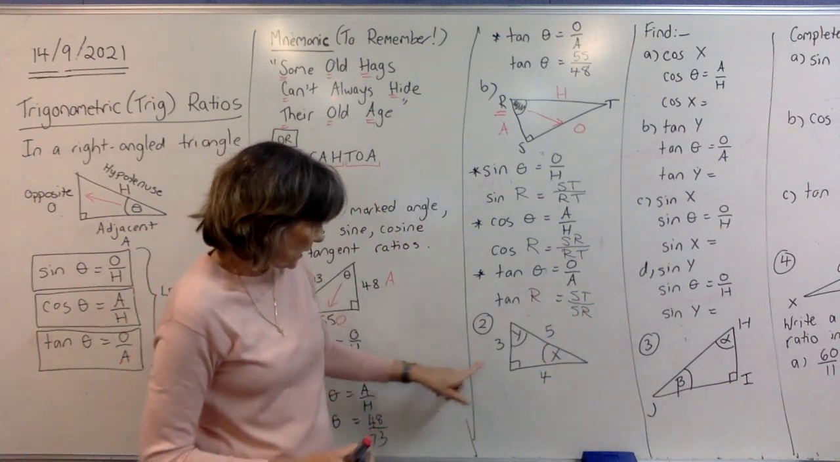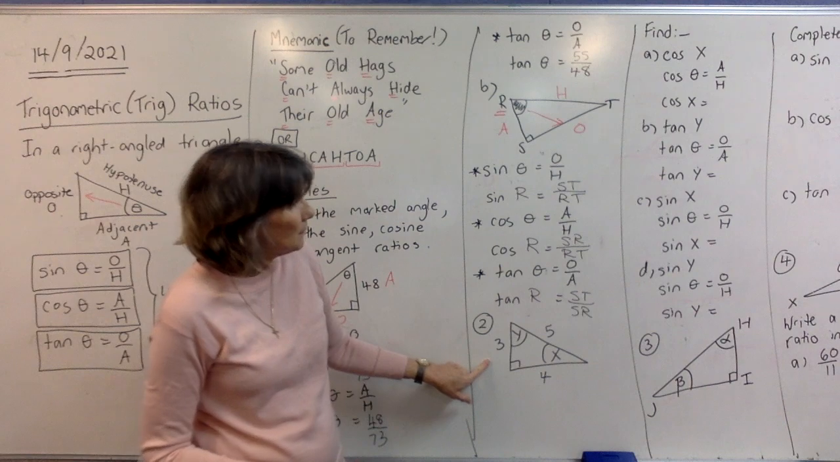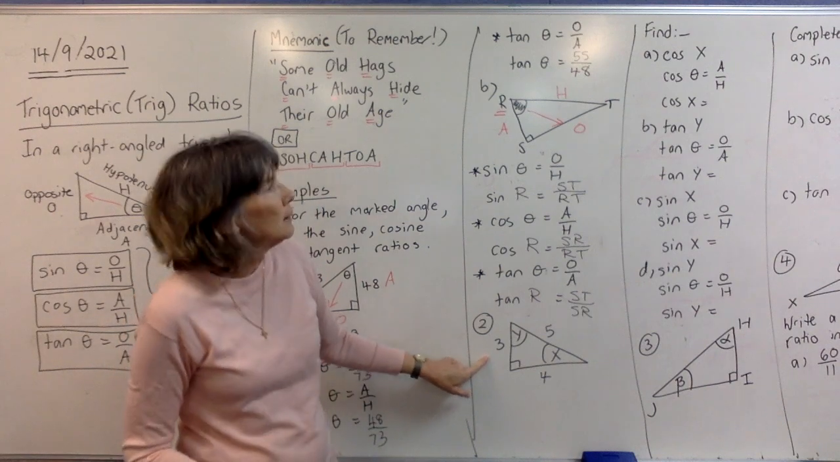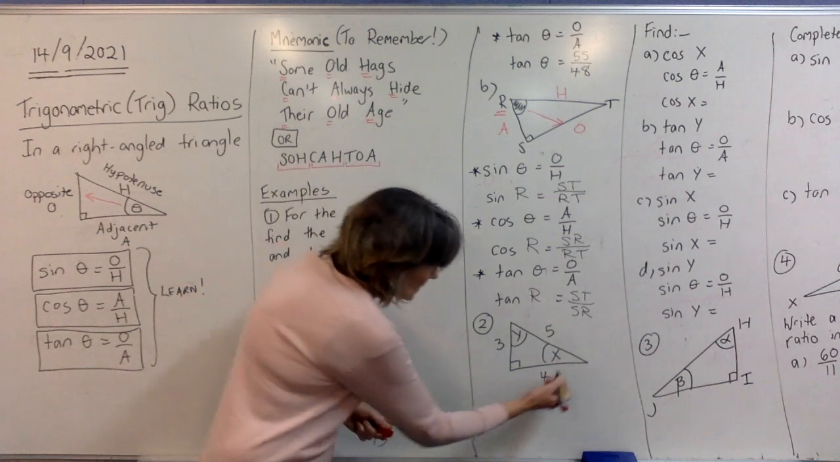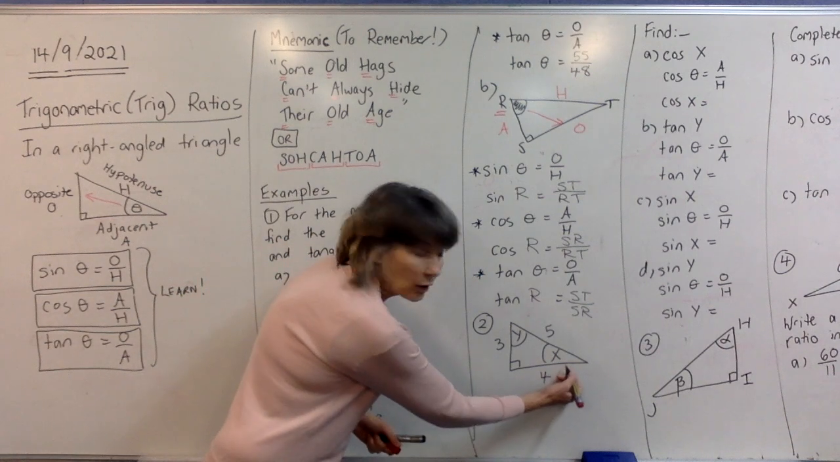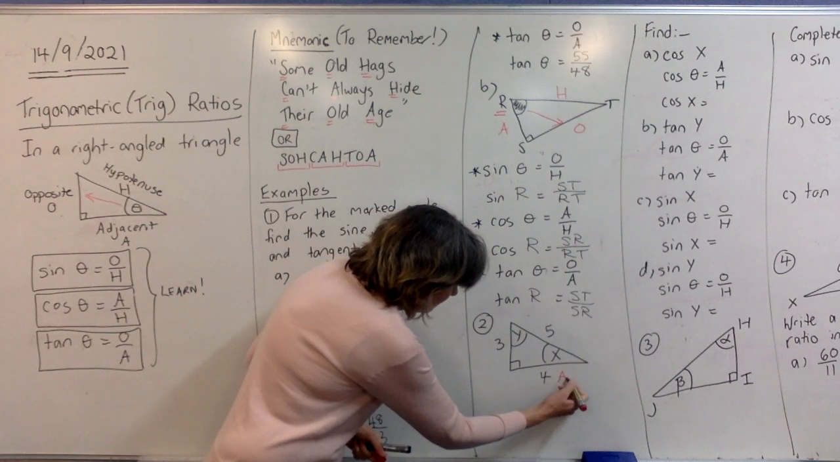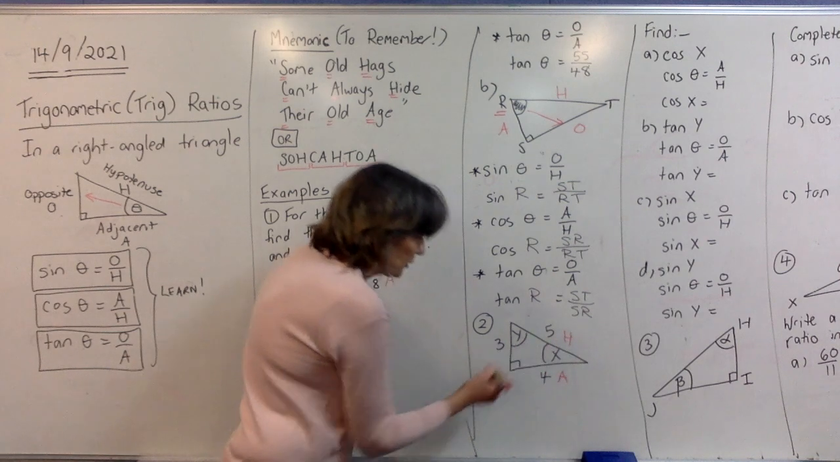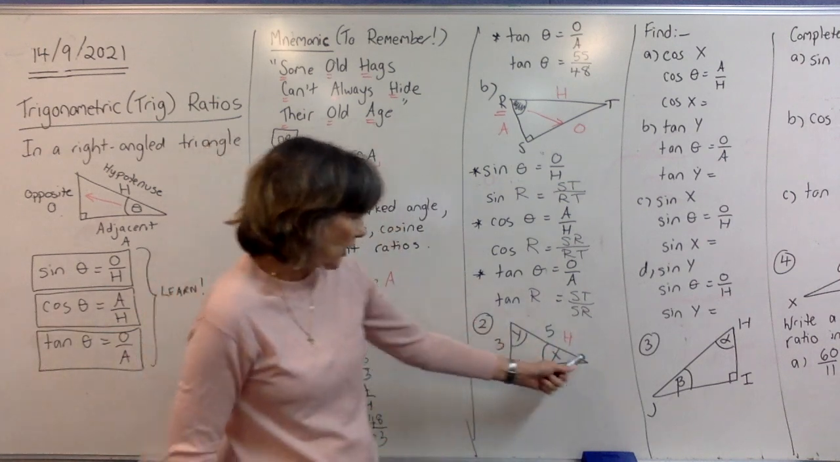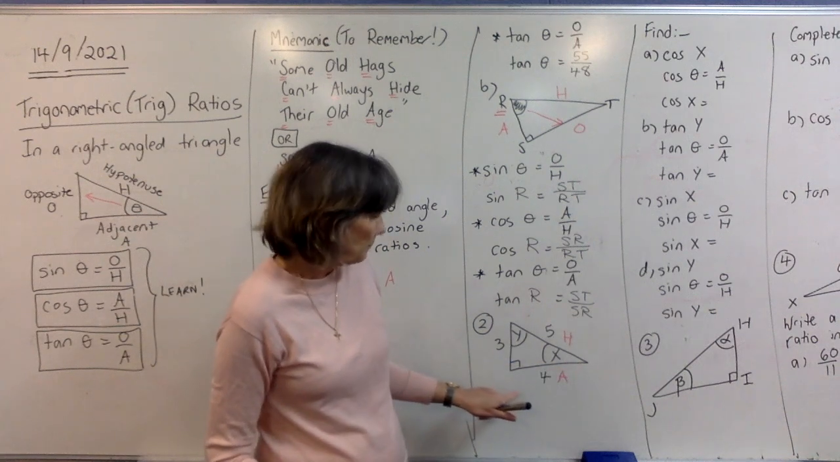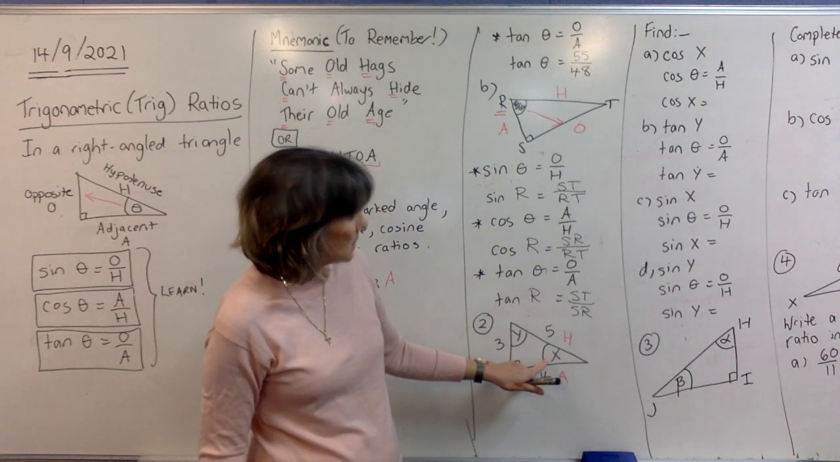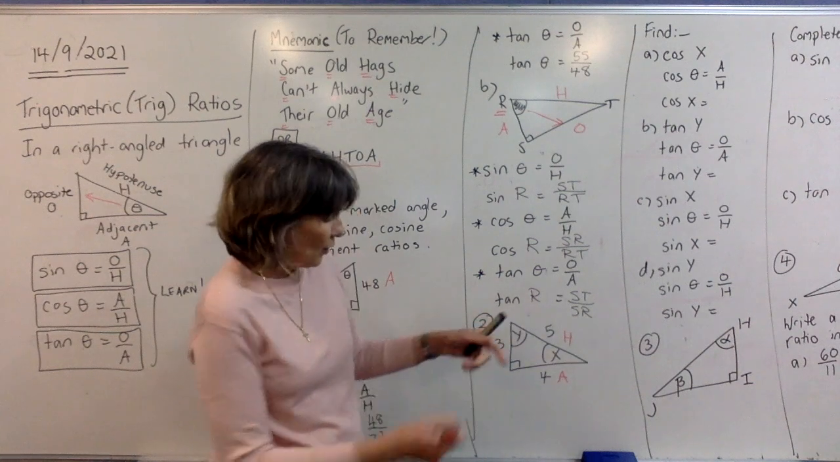Okay, next question. Here's our new triangle that we're looking at. And they've asked you specifically for cos x at the beginning. So we've got to look at where the x is. And our cos would be our adjacent over our hypotenuse. Right? The hypotenuse is opposite your right angle. Your adjacent side is the other side next to it. So cos x is going to be 4 over 5.